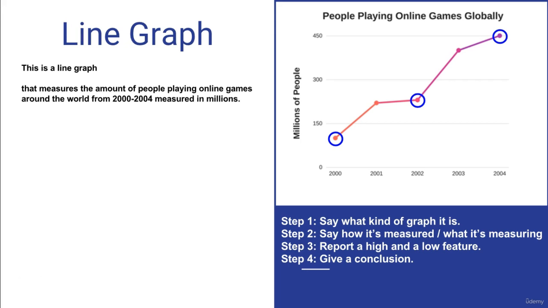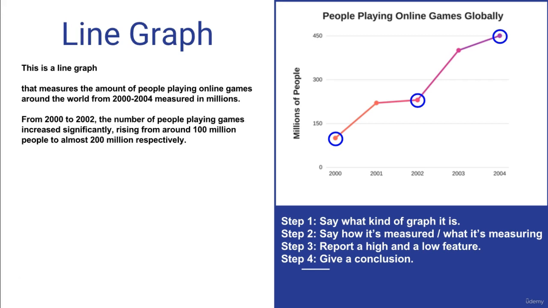Now let's report a high and a low feature. So the first feature, from 2000 to 2002, the number of people playing online games increased significantly, rising from around 100 million people to almost 200 million respectively. We're just trying to talk about the numbers, and with line graphs we want to talk about how fast it grew, so that's why we say increased significantly, or talking about the speed of change.